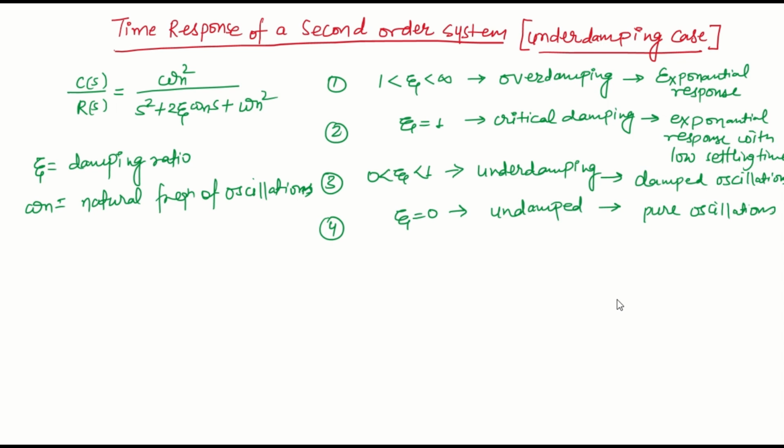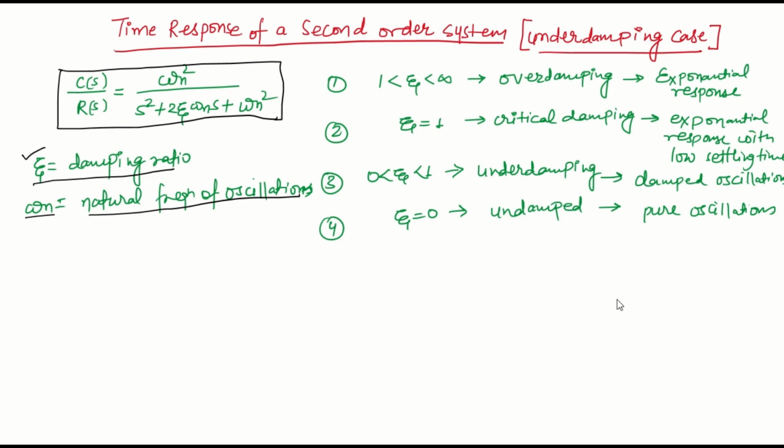Now, in the last lecture, we discussed the time response of a second order system in general with different values of damping ratio. If you can remember, this is the general expression of the transfer function of a second order system: omega n square divided by s square plus 2 zeta omega n s plus omega n square. In this expression, zeta is the damping ratio and omega n is the natural frequency of oscillations.